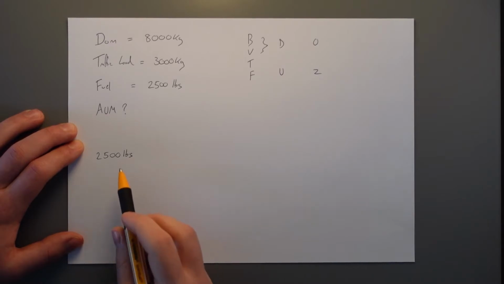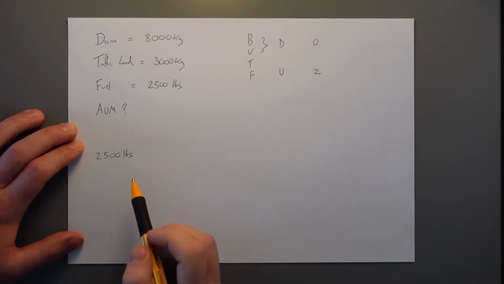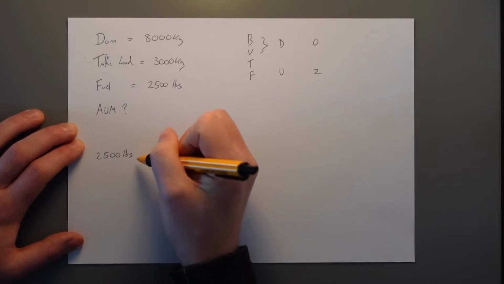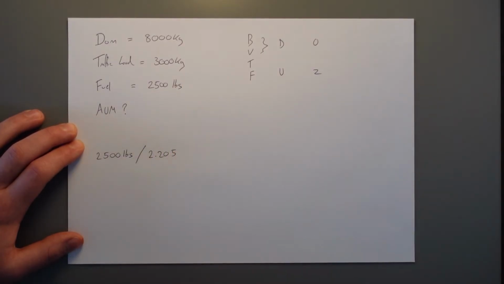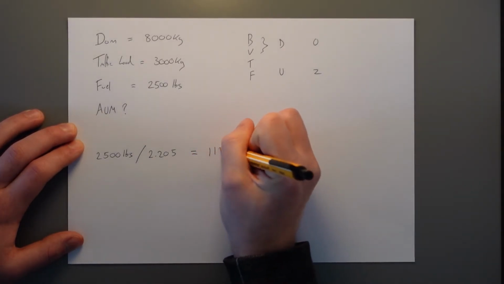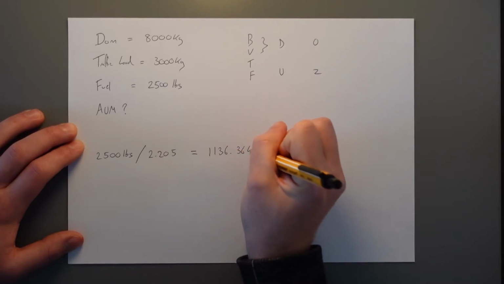2,500 pounds, we want that in kgs. We know kgs are bigger, so there's going to be fewer of them. We'll therefore divide by a conversion of 2.205. And we come up with an answer of 1136.36 kgs.